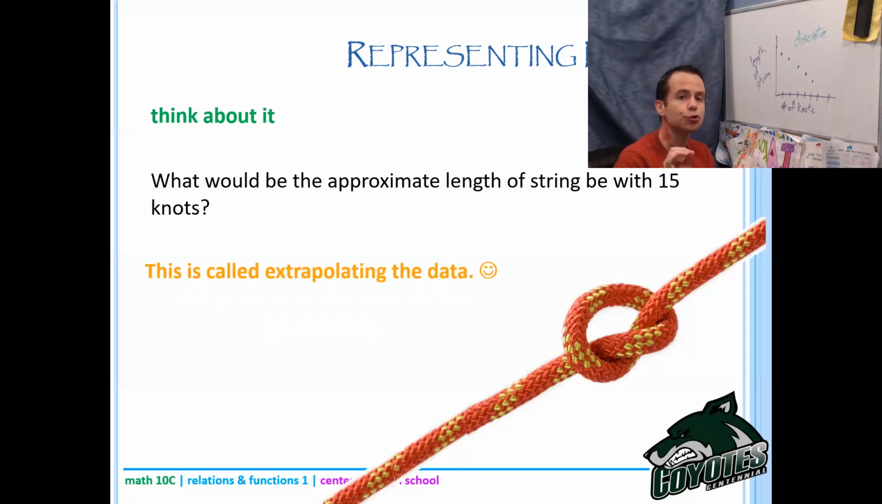That's called extrapolating data. Extrapolating means you're looking at a point outside the data you have, but you're following the pattern to get to that point that's outside.